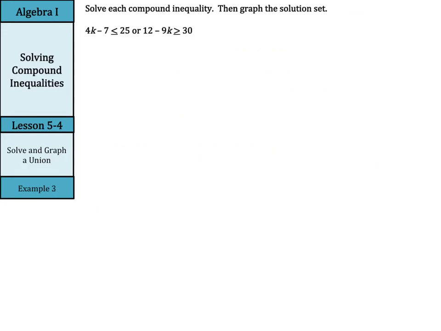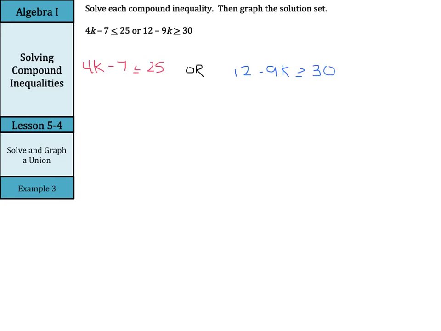Now as we look at our last example, solve each compound inequality, then graph the solution set. Let's go ahead and write these separately. We have 4k minus 7 is less than or equal to 25. And then we have or 12 minus 9k is greater than or equal to 30.